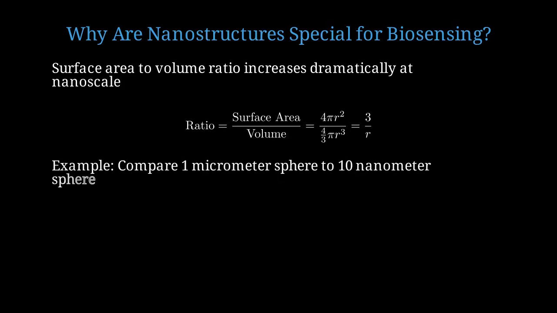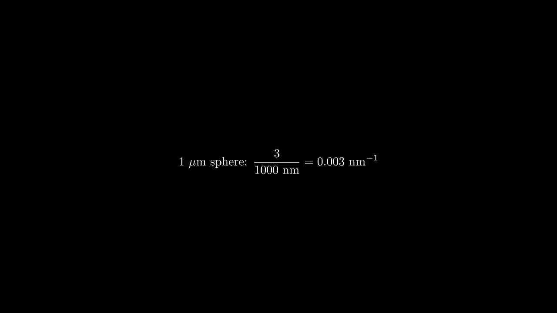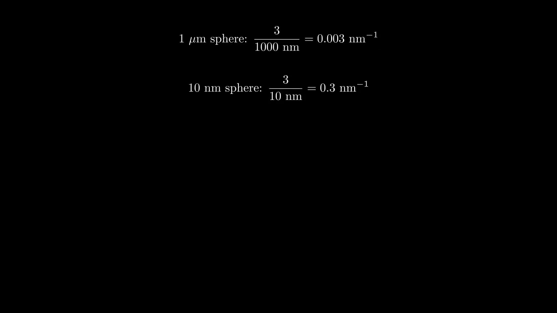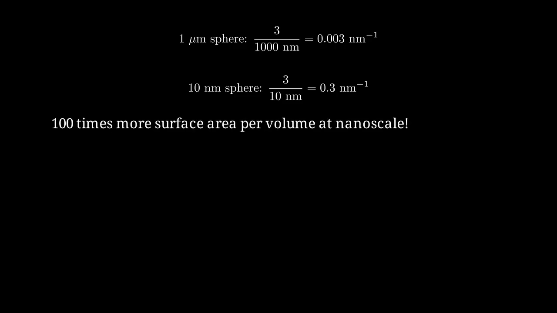Let's do a quick calculation. Compare a 1 micrometer sphere to a 10 nanometer sphere. For the 1 micrometer sphere, which is 1,000 nanometers, the ratio is 3 divided by 1,000, giving us 0.003 per nanometer. For the 10 nanometer sphere, we get 3 divided by 10, which is 0.3 per nanometer. That's 100 times larger. The nanoscale structure has 100 times more surface area per unit volume. This means 100 times more binding sites for target molecules, leading to dramatically improved sensitivity.